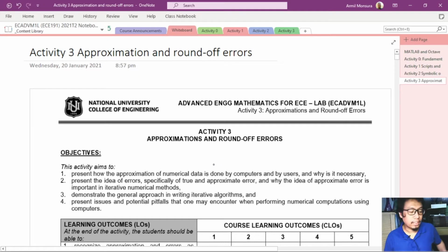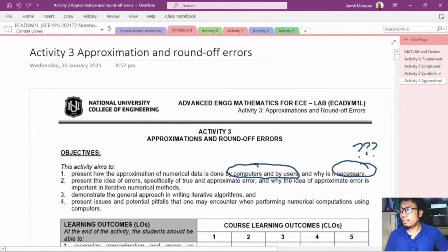In the context of what we are discussing, it is not actually bad. It is actually necessary. So one of the things that you will be able to learn here is how approximation is done. Who does it? It is mentioned here who does that. And why is it necessary? Why is approximation necessary?